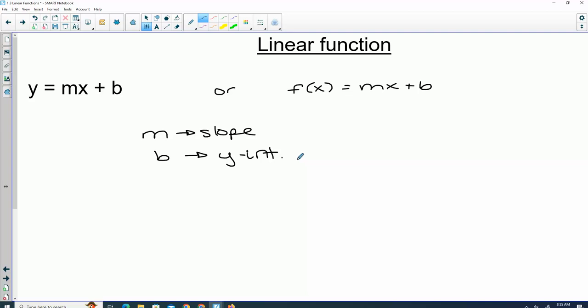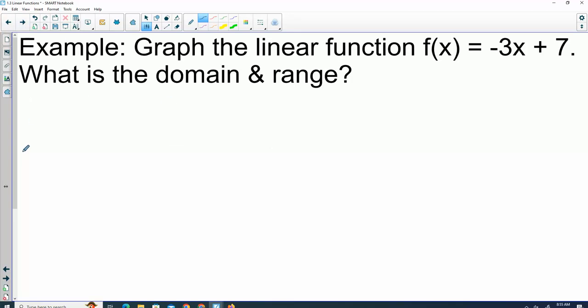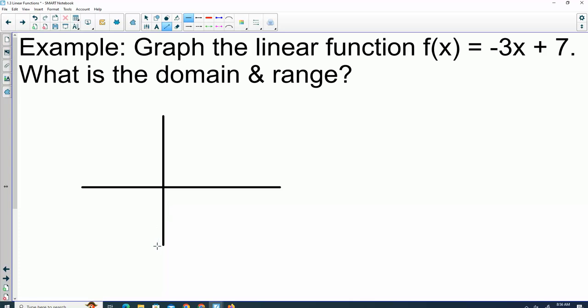Alright, so first we're just going to practice graphing a few lines, making sure you remember that, and talking about domains and ranges of those. So our first one, I want to graph f of x equals negative 3x plus 7. We're also all grown up now, so I don't print graph paper for you. You have to draw your own graphs.